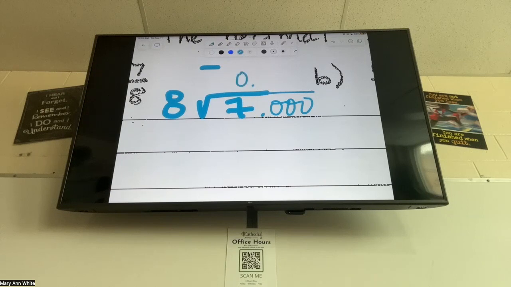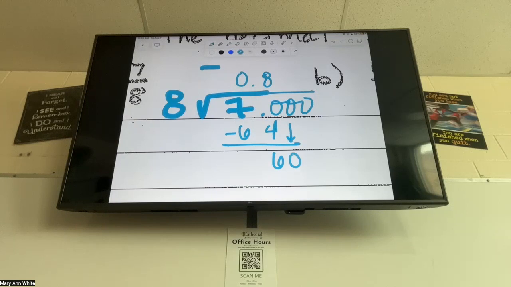0 times. Okay, now we are looking at 70. How many times does 8 go into 70? 8, good. 8 times 8 is 64. What do I do now? Subtract them. 70 minus 64 is going to be 6. Now what? Bring down my 0. So now I'm at 60.